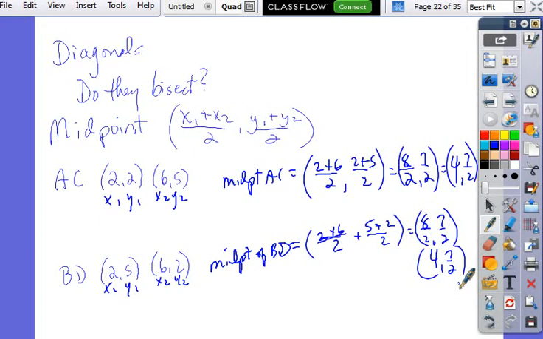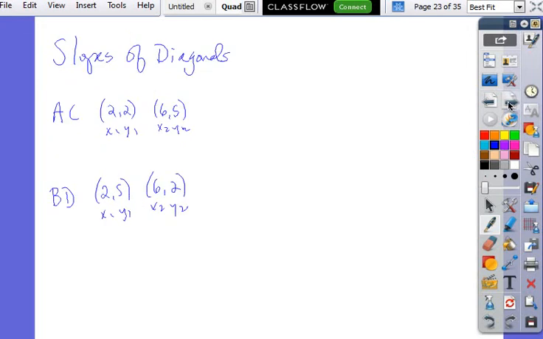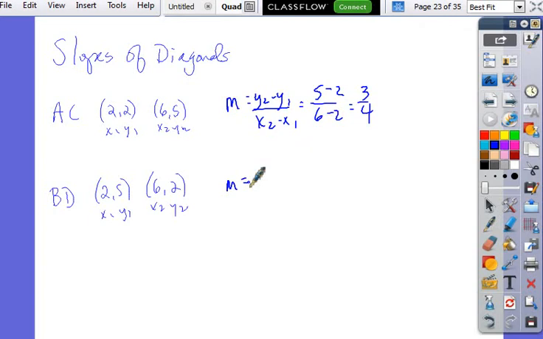All right, last step is slope of the diagonals. So I'm going to do my slope formula: y2 minus y1 over x2 minus x1. So this would be (5 minus 2) over (6 minus 2), 3 over 4. Down here, do the same thing: (2 minus 5) over (6 minus 2).